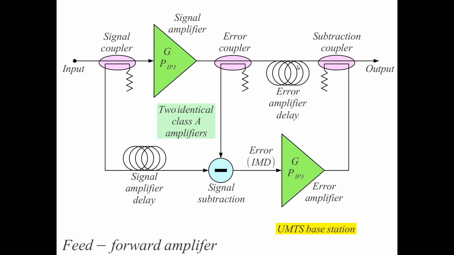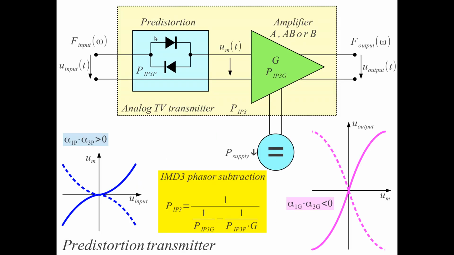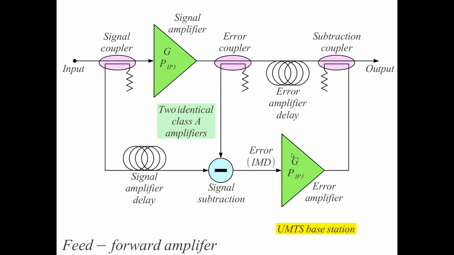It is subtracted from the output signal, and since this error amplifier introduces some group delay, we have to compensate that group delay with an additional delay line here. So this thing actually does not have any feedback loops like in the adaptive predistortion. So from this point of view, this design is simpler.